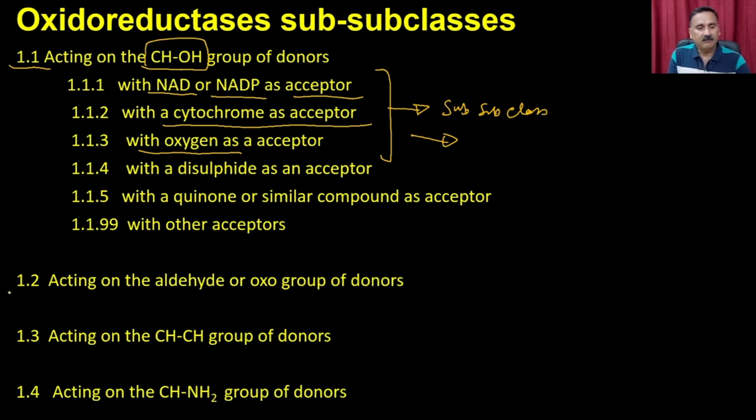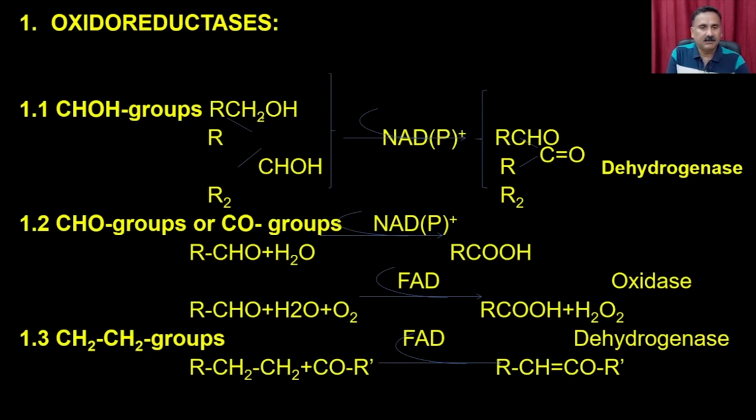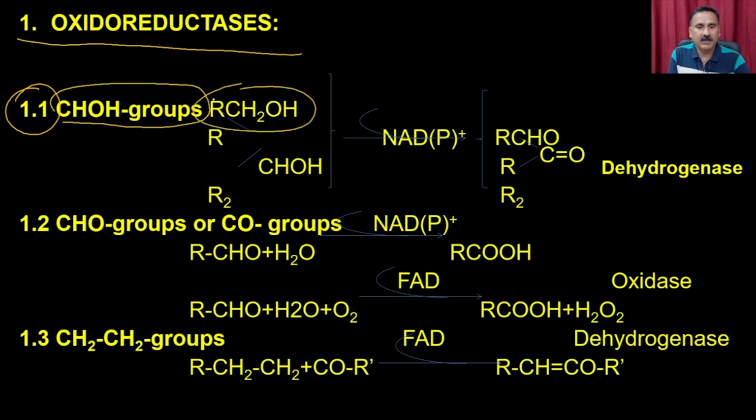Okay. Then we have 1.2, the enzymes which act on aldehydes, or 1.3, 1.4. These are the enzymes which act on alkenes or amines. And these are the reactions the oxidoreductases are going to catalyze. For example, in the case of 1.1, it works on alcohol groups like RCH2OH, and with the help of acceptors it converts them into the aldehyde, and that's how you have the dehydrogenases.